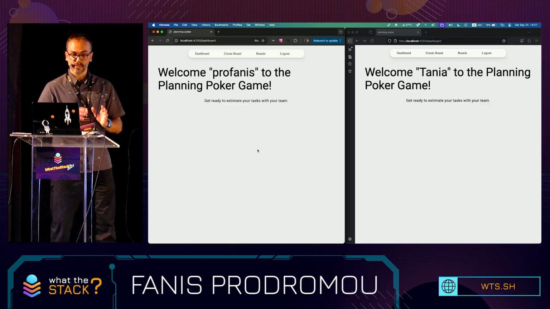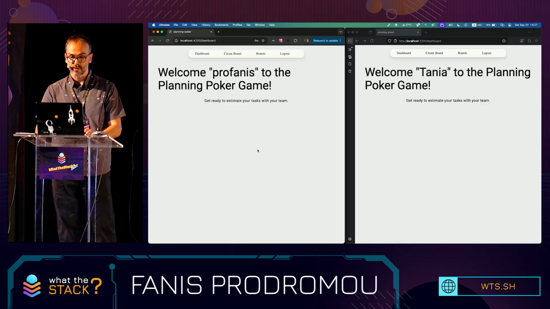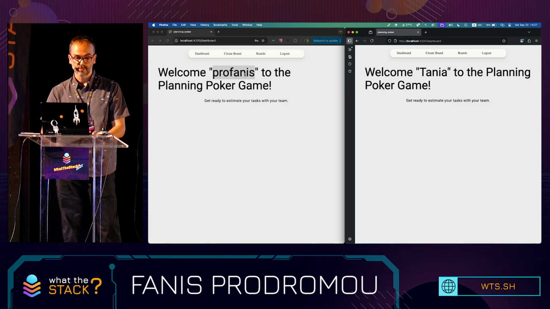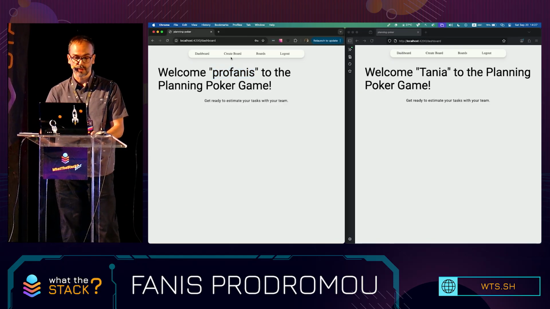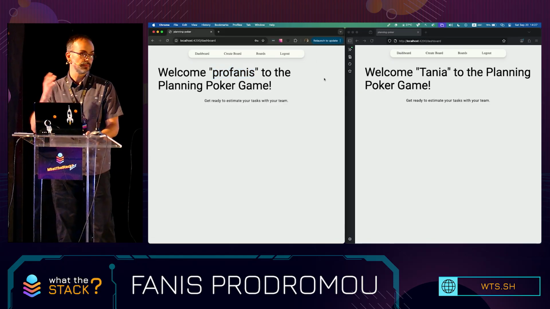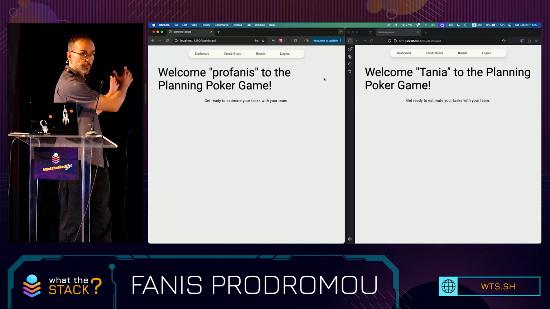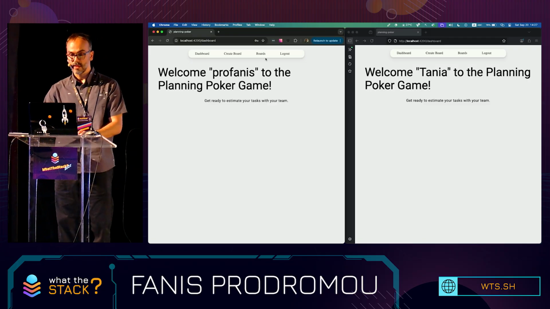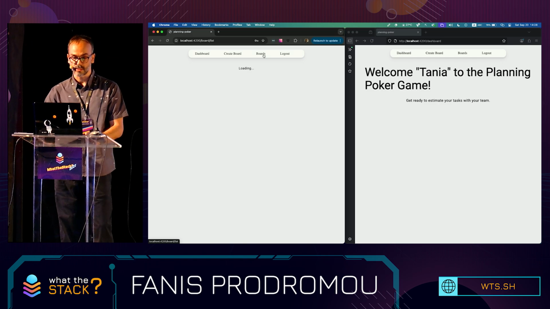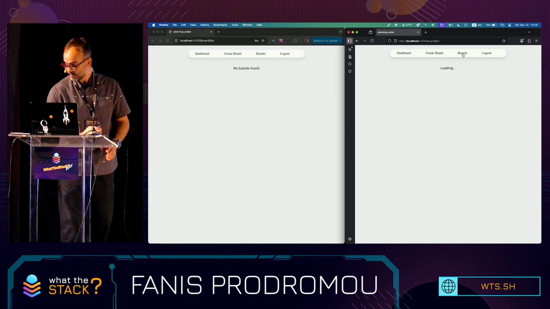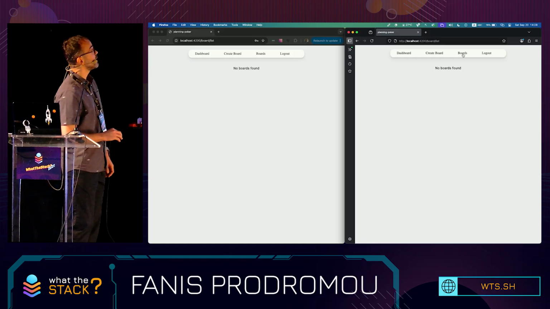So what we have here is two users. On the left side, we have the user Fanis, and on the right side, we have the user Tanya. Here we have just the menu where we have the dashboard, create board, boards, and logout, and the same thing, of course, happening on the right side. Different browsers, Chrome and Firefox. If I go now into the list of boards, we can see that we do not have any boards. And the same thing is happening here for the user Tanya. So we do not have any boards.